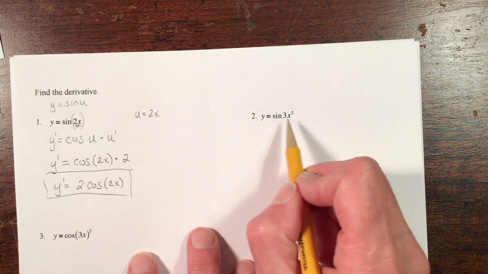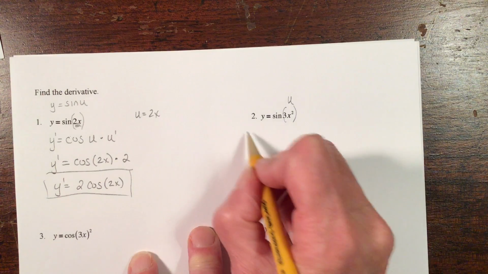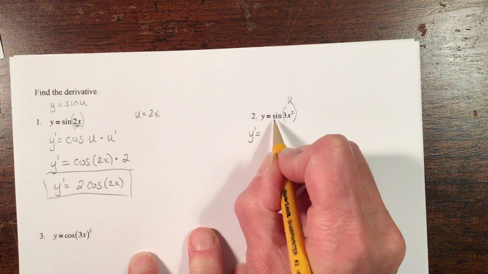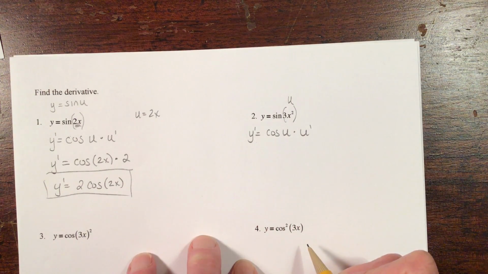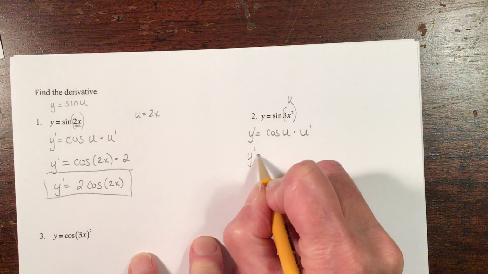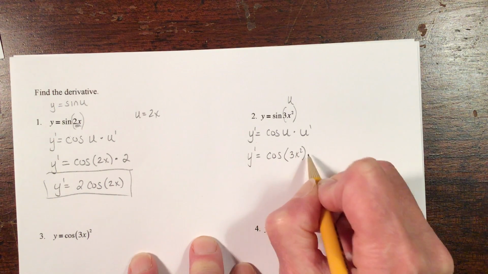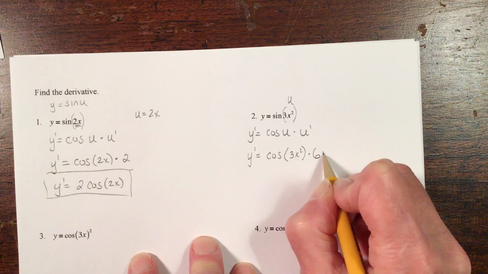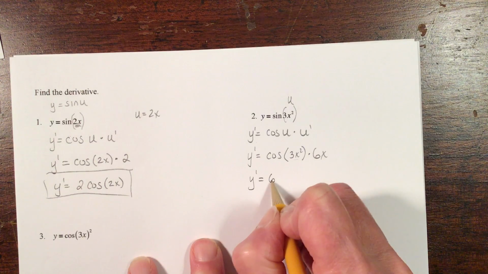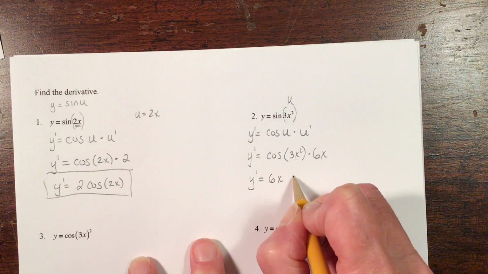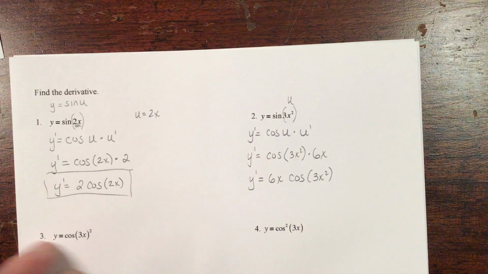If y equals sine of 3x squared, now look, this is my u. Once again, y prime is going to be cosine u times u prime. Y prime is cosine, u is 3x squared. Now u prime, I'm just looking in there, is 6x. And we're always going to move that multiplier portion out in front of the trig function.